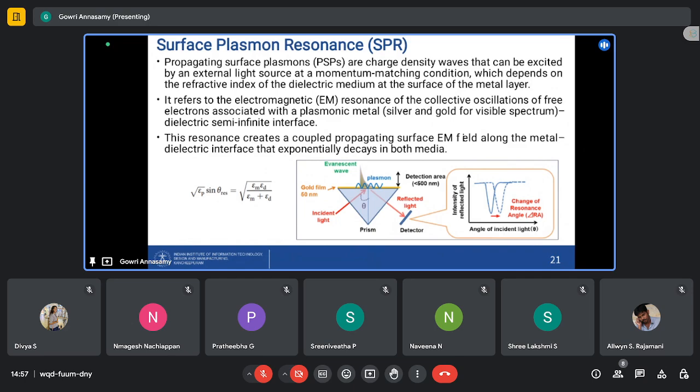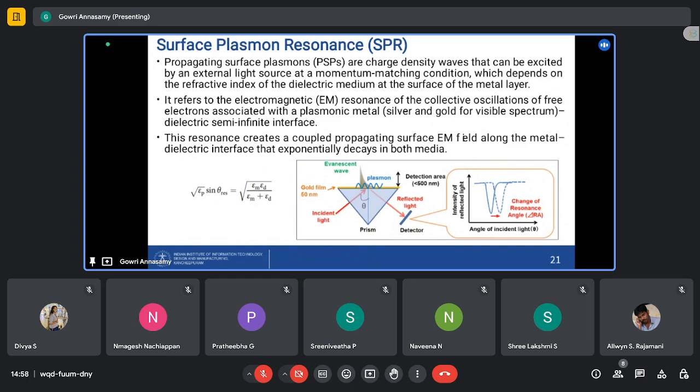On top of the gold film, I coat antibodies or any bioreceptors, and when the analyte comes and binds, there will be refractive index changes at the surface of the gold film. Due to this, you could see a particular angle of light being reflected out, and it is enhanced so that you could detect even one among 10,000 molecules present in the biosample. This is completely dependent on the nano dimensions, the size of the nanomaterial.